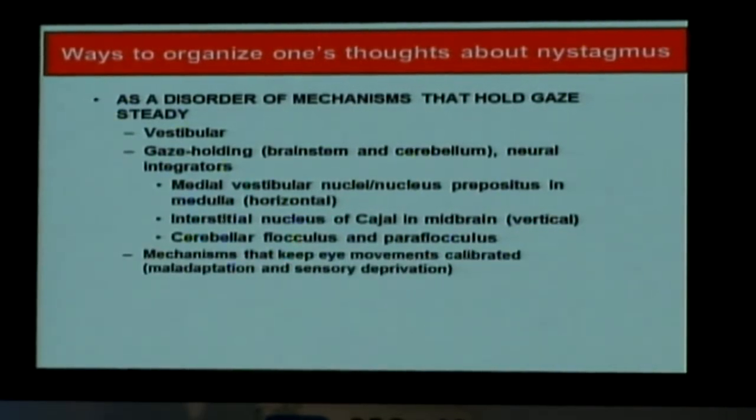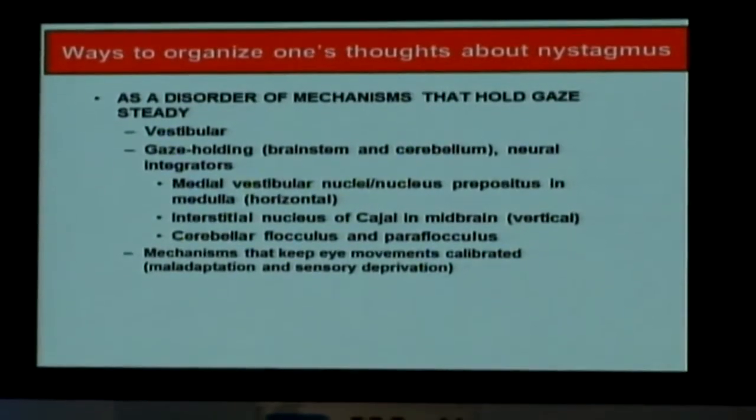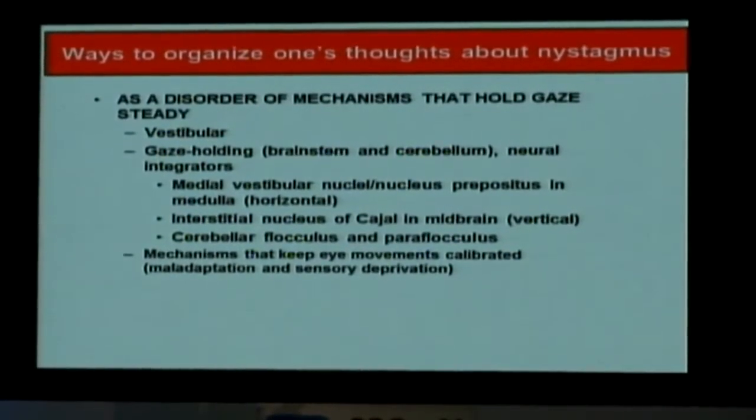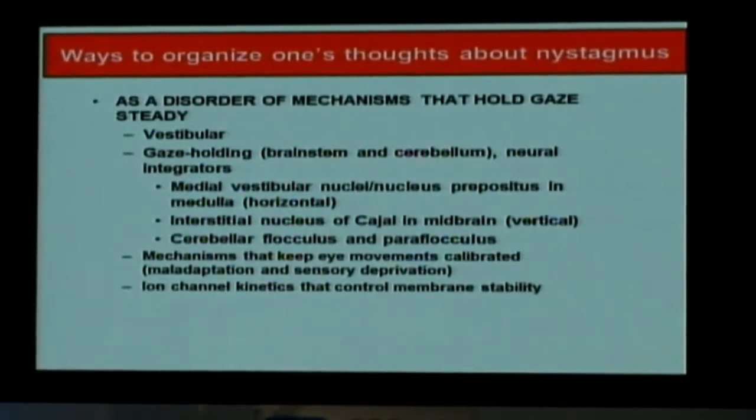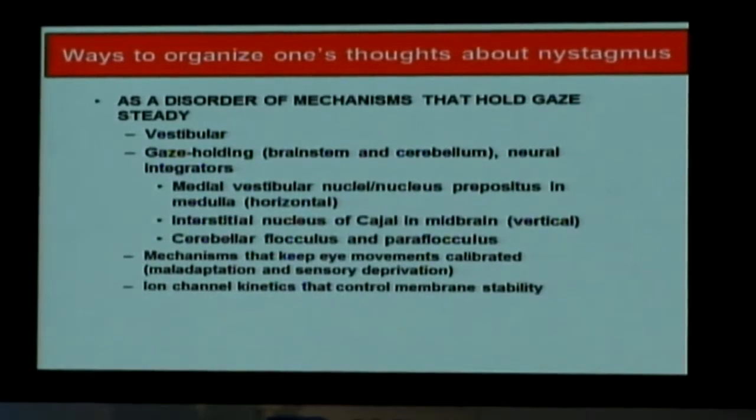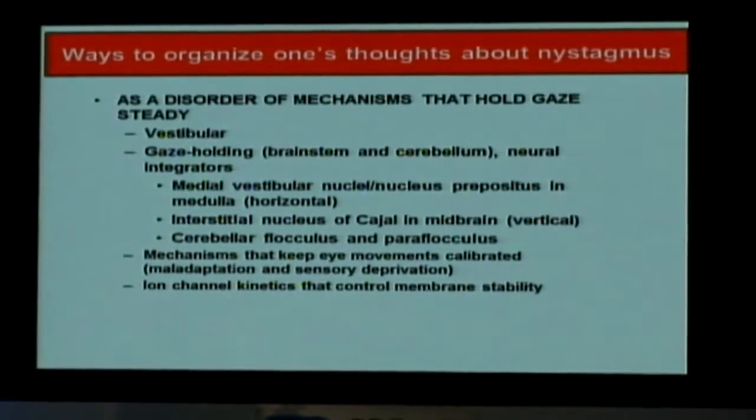Now, there are also mechanisms that keep the eye movements calibrated. If you become blind, even sometimes late in life, after a period of time, your eyes start to develop nystagmus because the brain can't keep things calibrated. Another mechanism, sensory deprivation, can cause nystagmus. And now we know that there are ion channel disorders. Molecular biology finally getting into the clinic, where the membrane stability is decreased or increased, and that can lead to nystagmus.